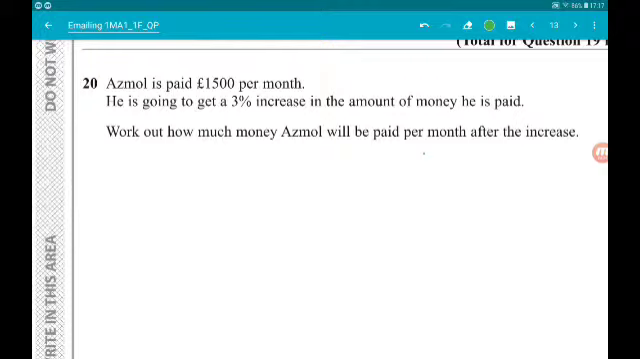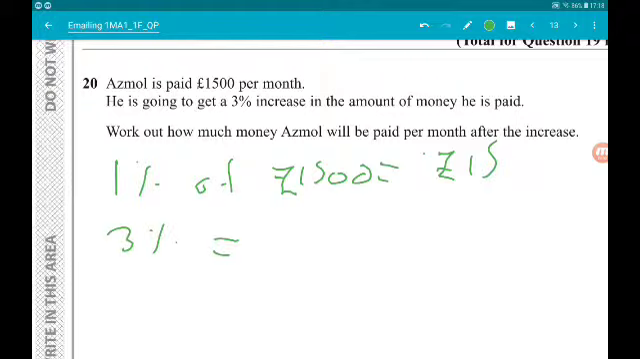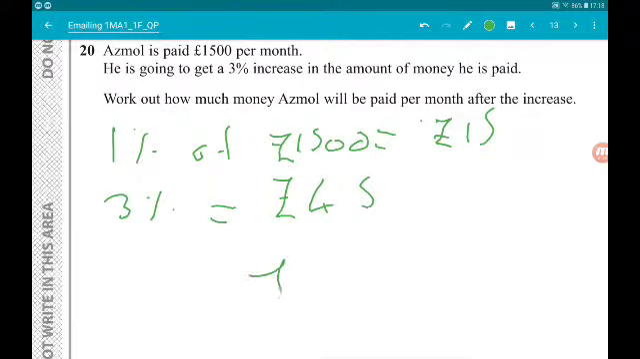So 1% of 1,500. Well, to find 1%, you divide by 100, so that's 15 quid. So 3% is 3 times that, which is £45. So Asmol is going to be paid £1,545.